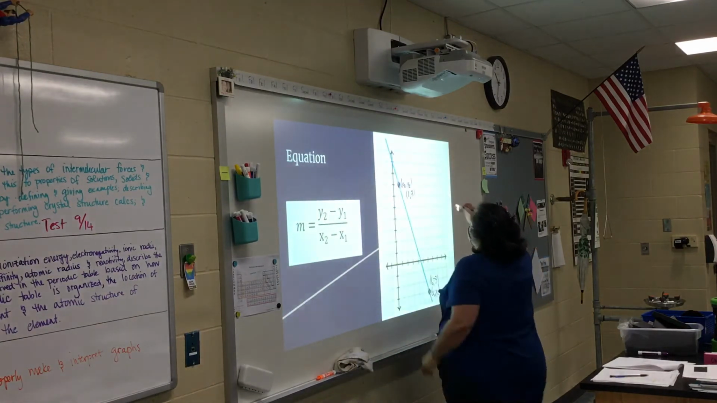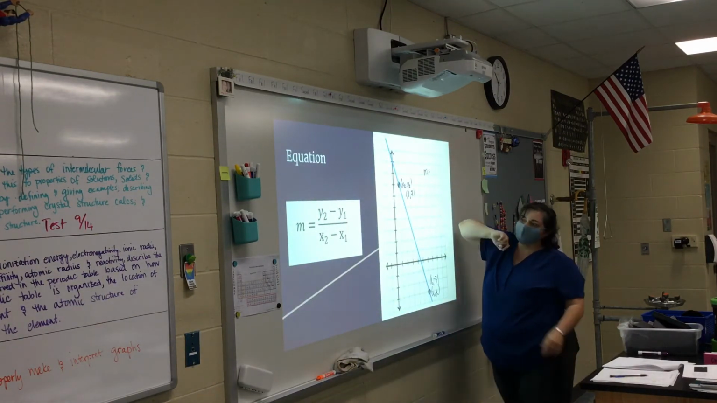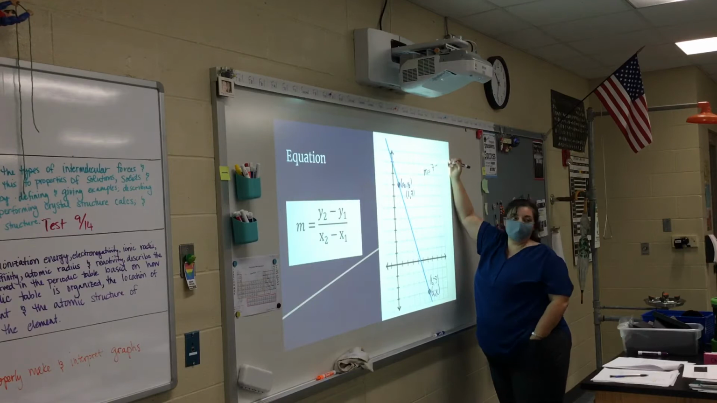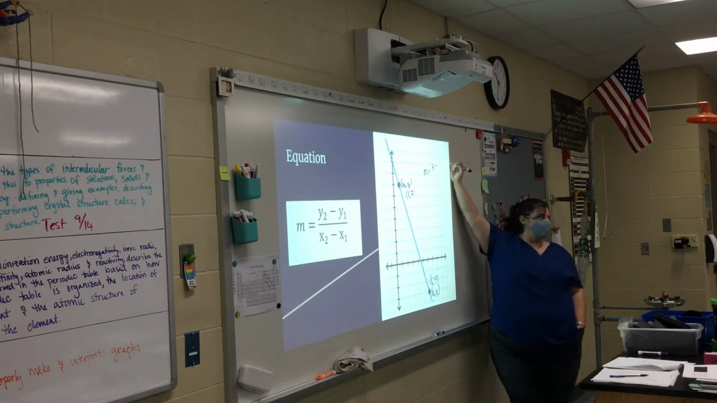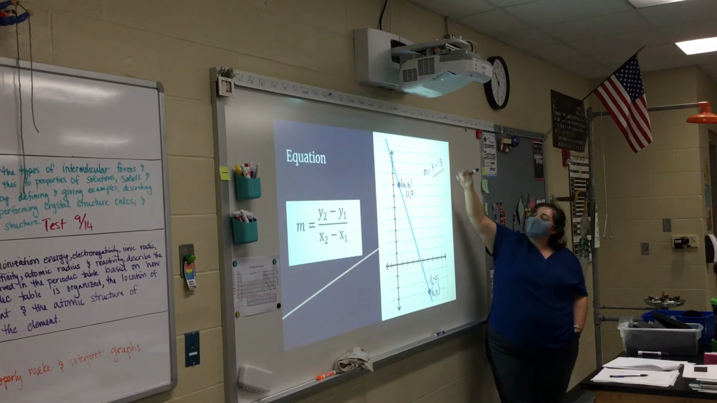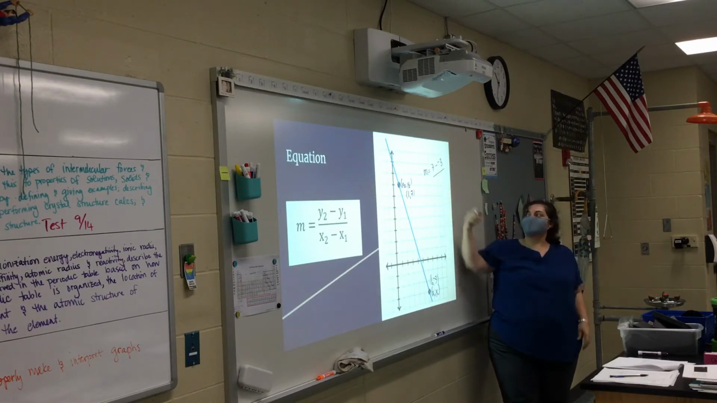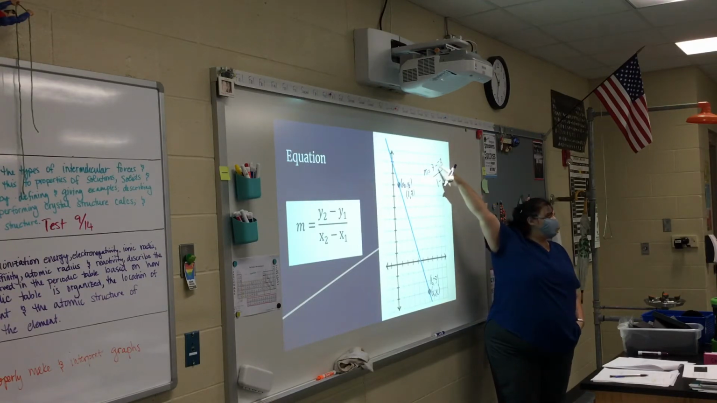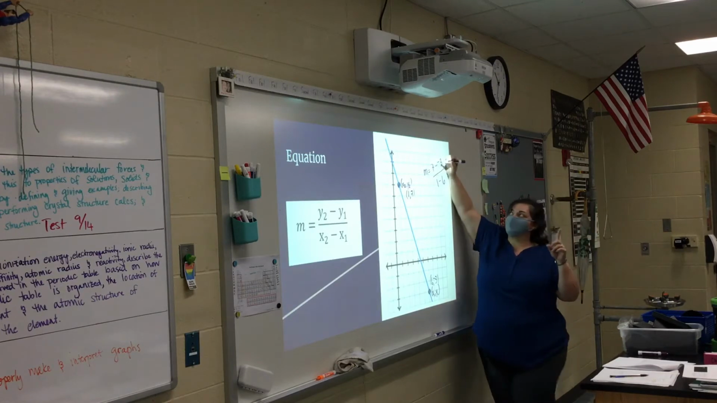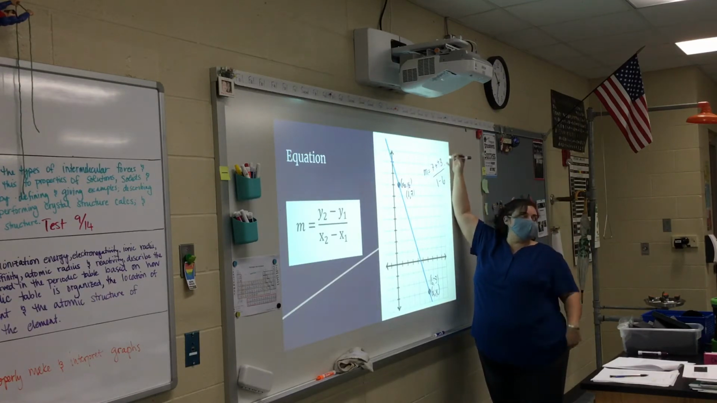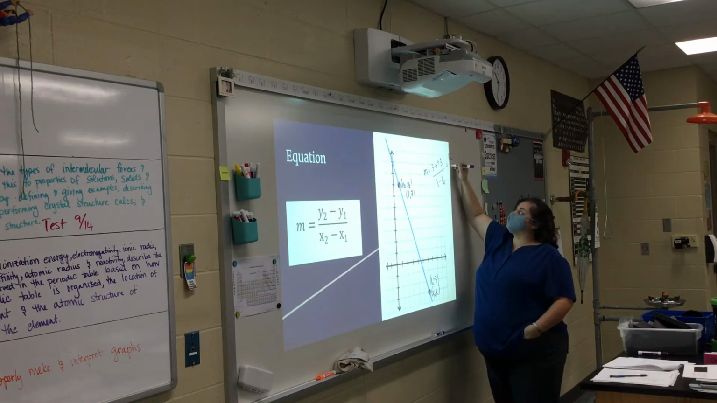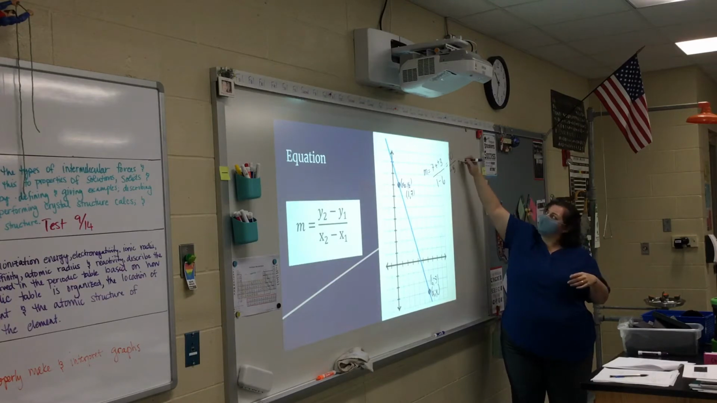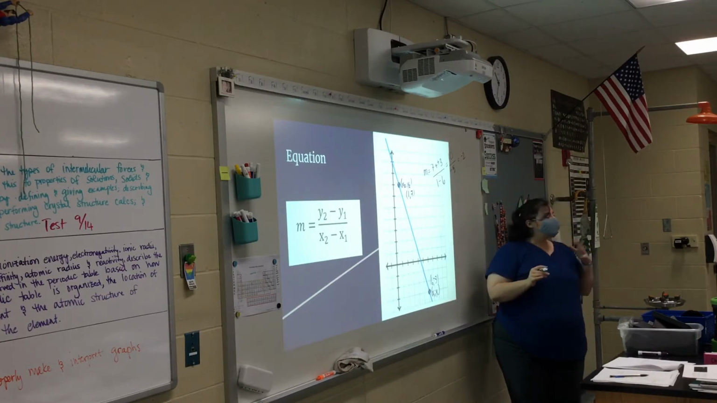I'm going to calculate it over here. What value is y2? 7. Minus y1. Negative 3. Which one's x2? Which one's x1? What do we do when we have two negatives? Change them to positive, right? So what's 7 plus 3? What's 1 minus 6? So what's 10 divided by negative 5?